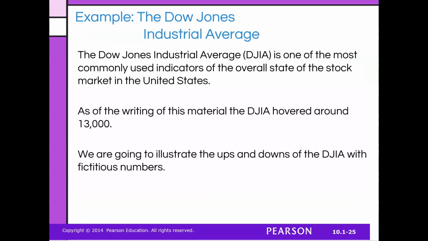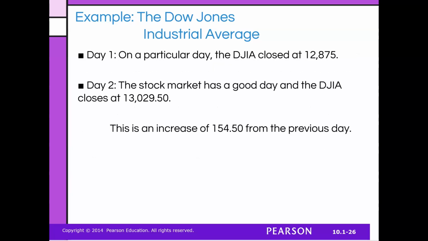So let's look at a stock market. One stock market we use a lot is the Dow Jones. As of the writing of this material, which was in 2014, so that's pretty old, the Dow Jones was around 13,000. We're going to illustrate the ups and downs using just completely fictitious numbers. So on a particular day, the Dow closed at 12,875, and then on day 2, it closed at this number.